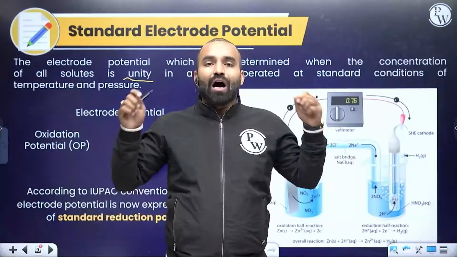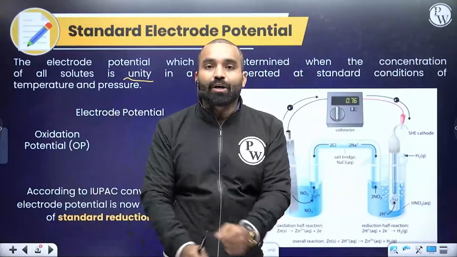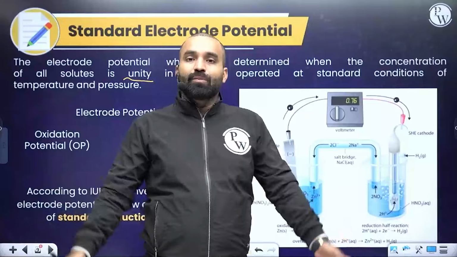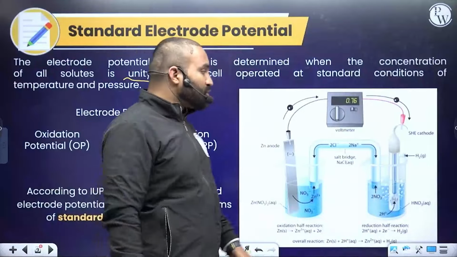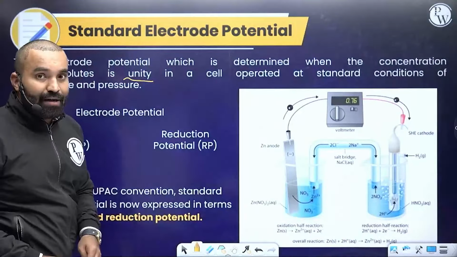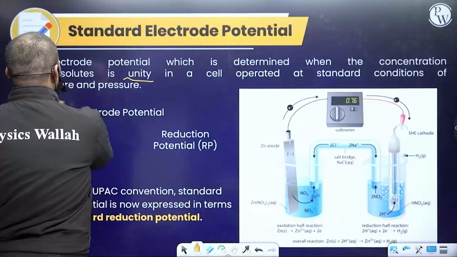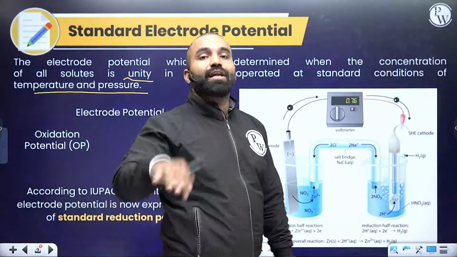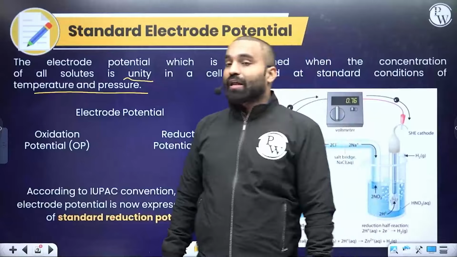Again the question: how do I use one particular anode or cathode of a known potential value? That's impossible to find out. So what we have done is we have used a standard reference cell, a standard reference electrode. We use a standard electrode reference.